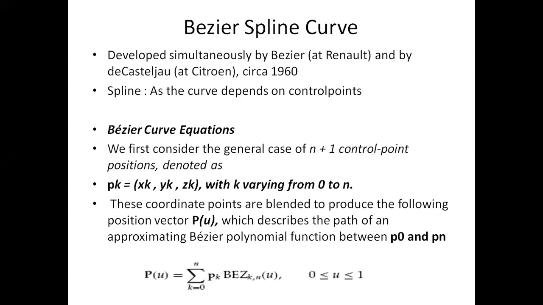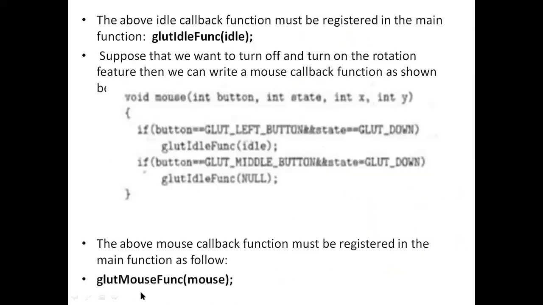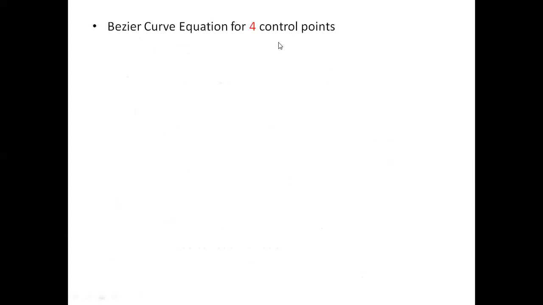That means the degree of the polynomial is equal to n minus 1, always. If there are 4 control points, I should move from k is equal to 0 up to 3. Is this clear? Now let us see the equation for Bezier curves for 4 control points.